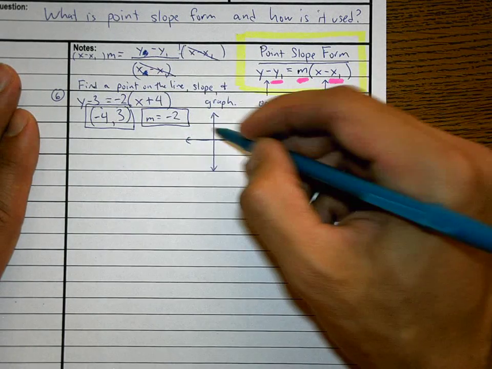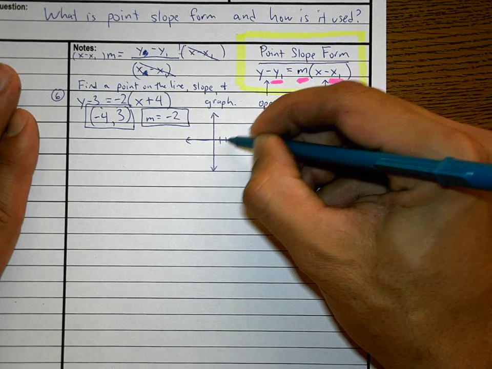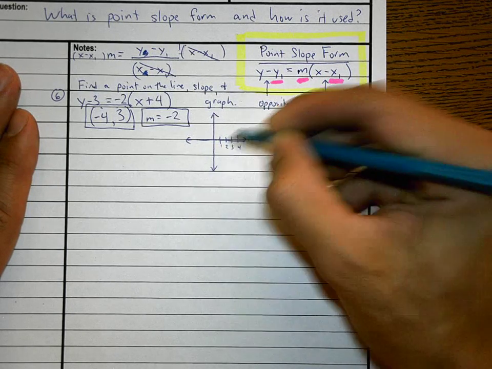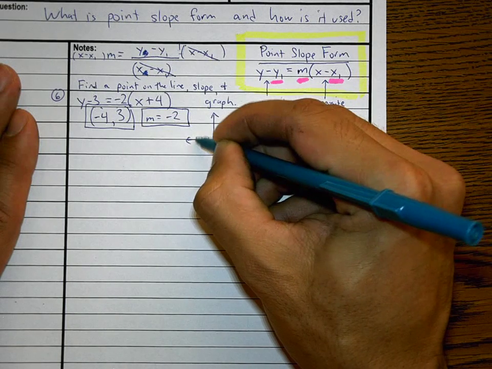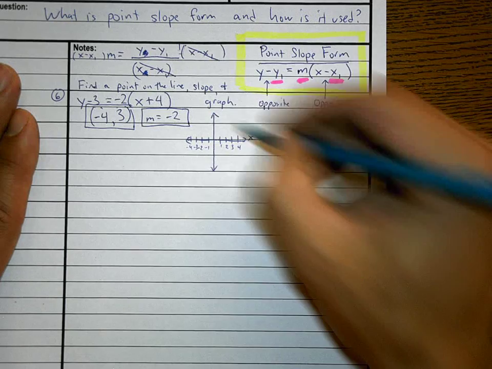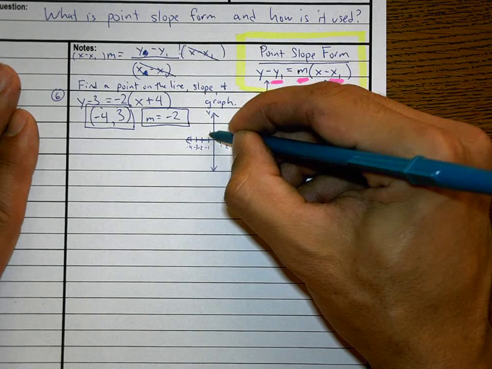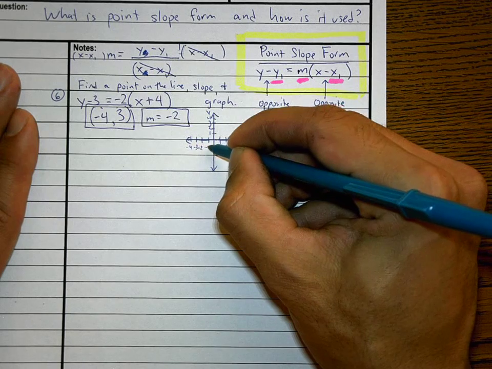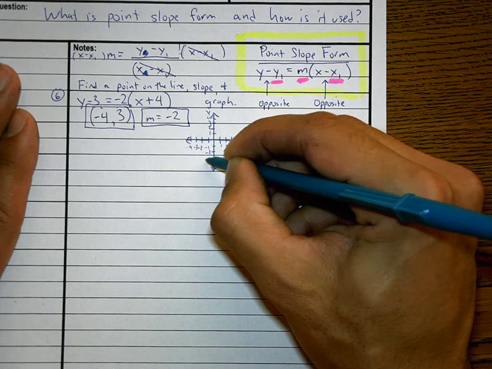I'm going to have to go at least 4 places. 1, 2, 3, 4 on my x-axis. I'll write down what those numbers are. And I'm going to go negative 1, negative 2, negative 3, negative 4. I'm going to go my y-axis, do the same thing. Positive 1, positive 2, positive 3, positive 4. I'm going to go down, negative 1, negative 2, negative 3, negative 4.